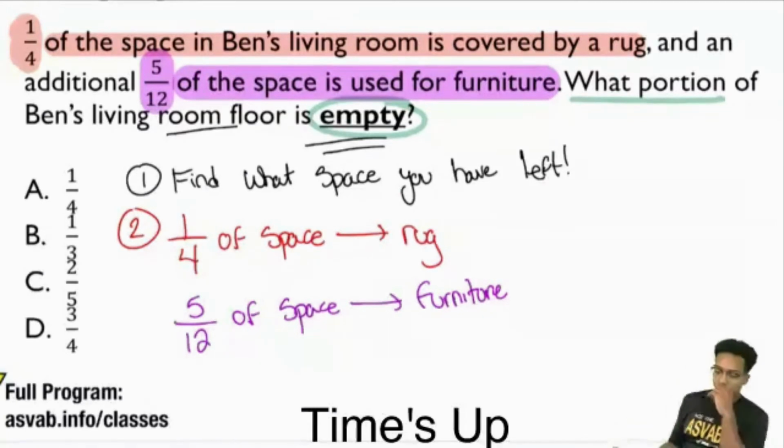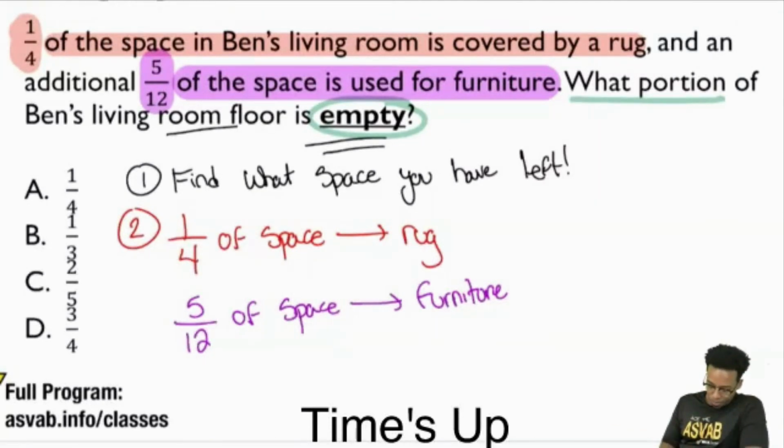So we're looking at this and we're saying a quarter of the space is for the rug. All right, 5/12 for the furniture. Everybody, what are we subtracting from? Are we supposed to subtract those two numbers? Are we supposed to subtract 5/12 minus 1/4? Or are we supposed to do that? No, we're not. Think about it like this. The goal is to find out what empty space you have.